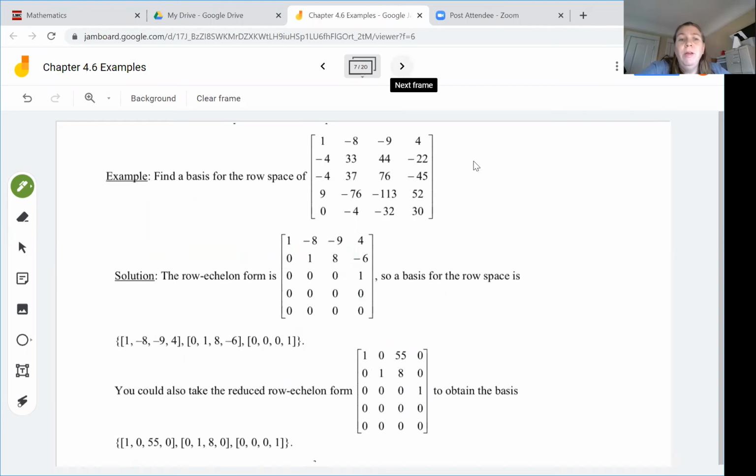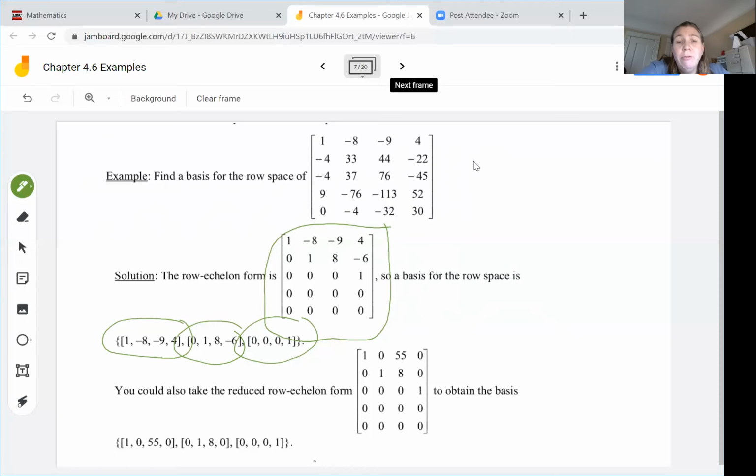Okay, in this next example, we are given a matrix and we want to find a basis for the row space. The first thing we do is put the matrix in row echelon form. So here we have a row echelon form of the above matrix. It's not a reduced row echelon form, but you can work with either the row echelon form or the reduced row echelon form. A basis for the row space corresponds with the non-zero rows. So we have these three vectors corresponding with the first, second, and third rows of the matrix. Those will form a basis. We can ignore the zero rows.